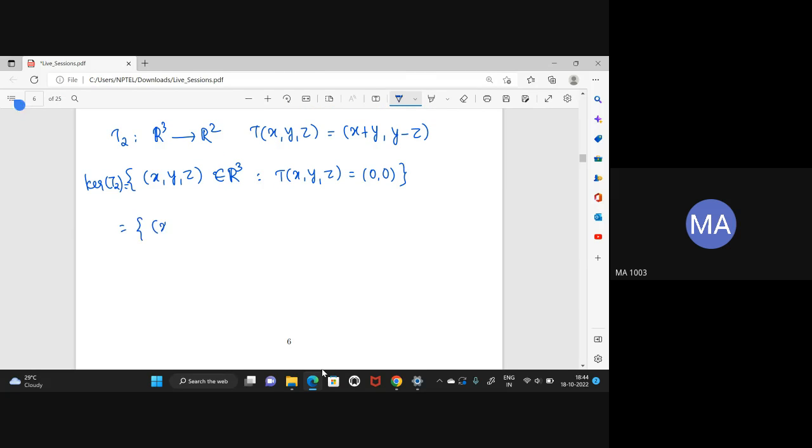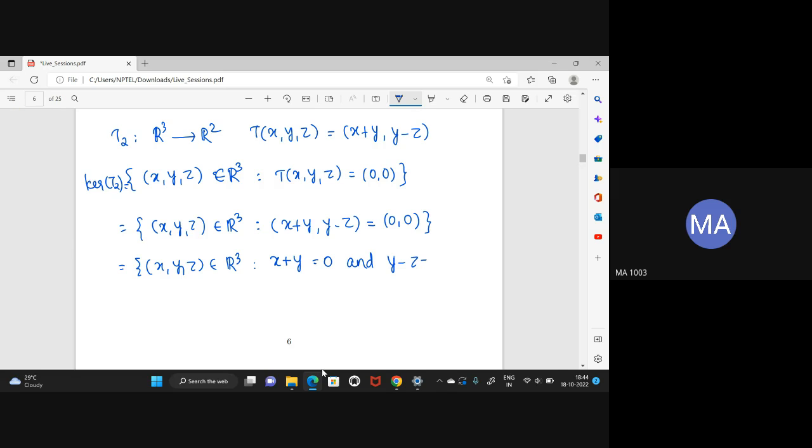I'll write it the same way. x comma y comma z in R3 satisfying, what is T of x comma y comma z? x plus y comma x plus y minus z is equal to 0, 0. So it is the set of all x comma y comma z in R3 satisfying x plus y is equal to 0 and y minus z is equal to 0.